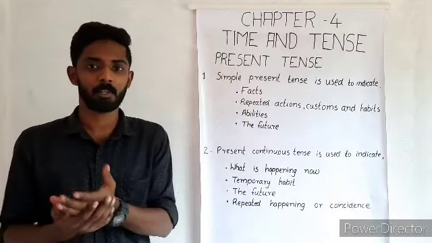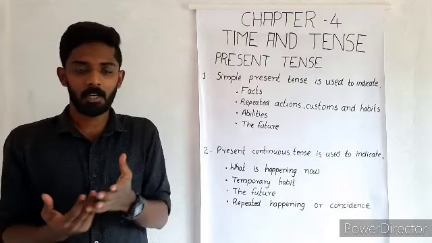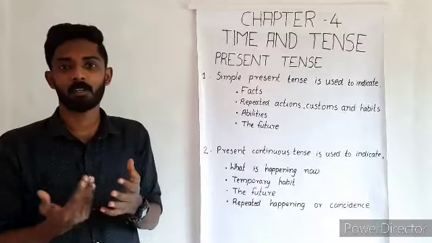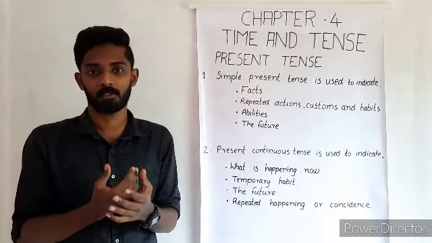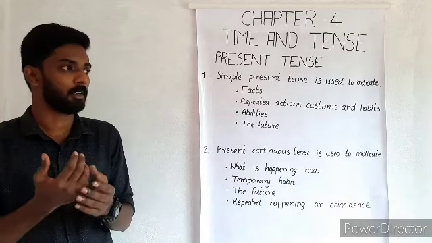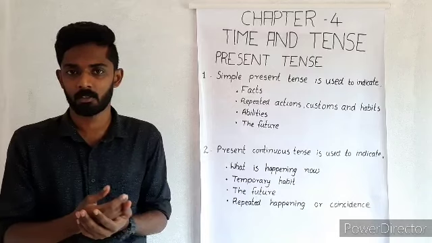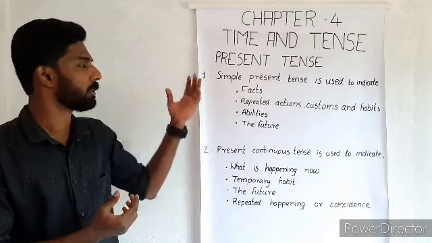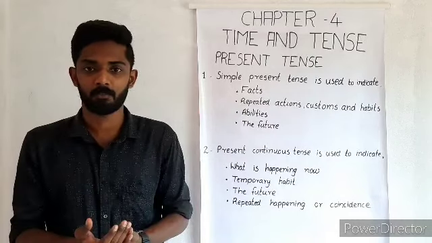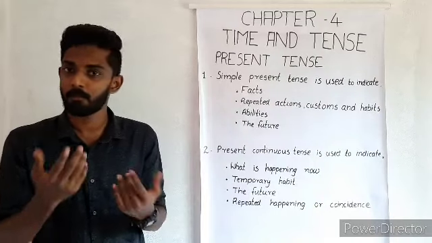So what do you mean by time and tense, and how do we correlate time and tense? It is according to the time that we identify tense. If we are speaking about an action which happened yesterday, we say that it's past tense. If we speak about an action which happened today, we'll say that it's present tense.